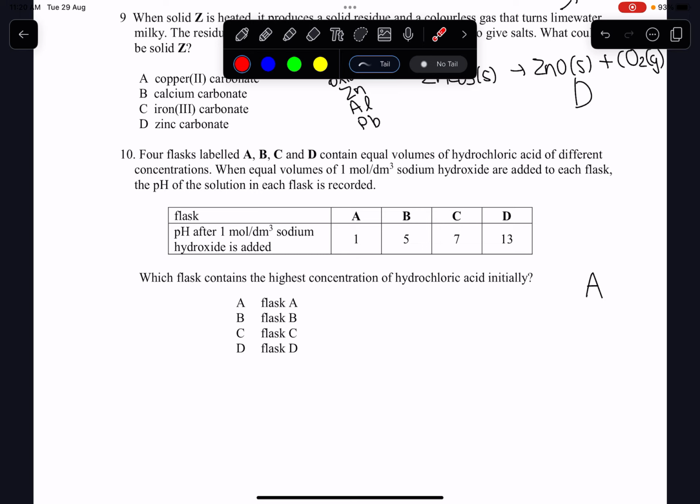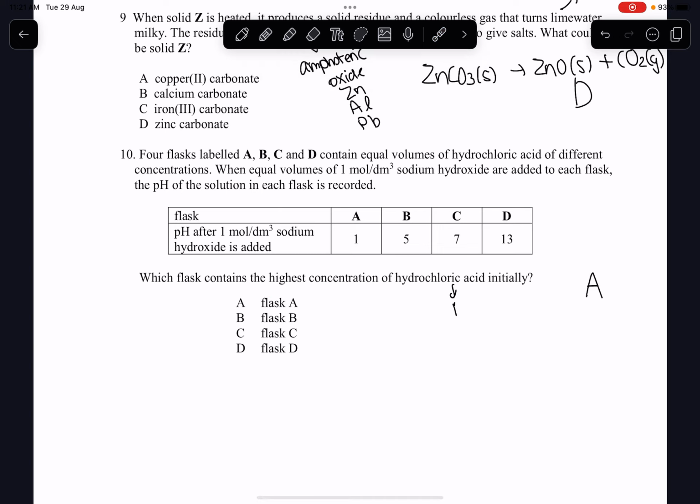Question 10. 4 flasks labeled A, B, C, D contain equal volumes of hydrochloric acid of different concentrations. When equal volumes of 1 mol per dm cubed sodium hydroxide are added, the pH is recorded. They want the highest concentration of hydrochloric acid, which means the pH nearest to 0. So the answer is A, which is the lowest pH. And this is the lowest pH even after adding sodium hydroxide to neutralize some of the acid.